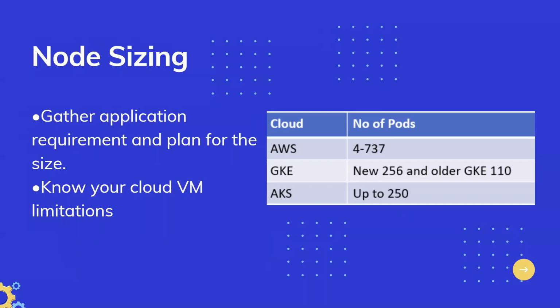AWS allows 4 to 737 pods to run on a single VM. GKE can run 256 in the latest version. If you are using an old version of GKE, 1.23, you can run only 110 pods. With AKS, by default it will be 30, but you can request a resource increase, and with that you can achieve a maximum of 250. So if you are running on any cloud and need this many pods running, you have to think about that and plan your instance size.